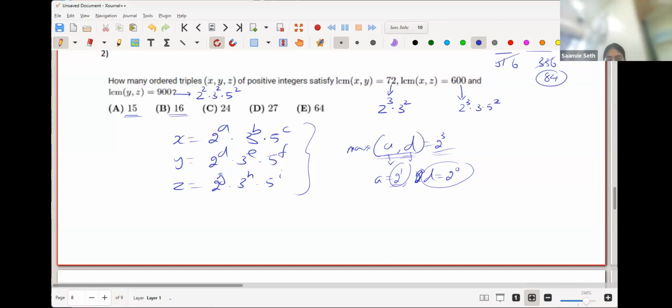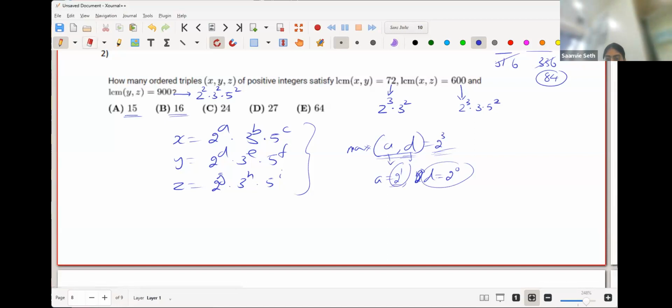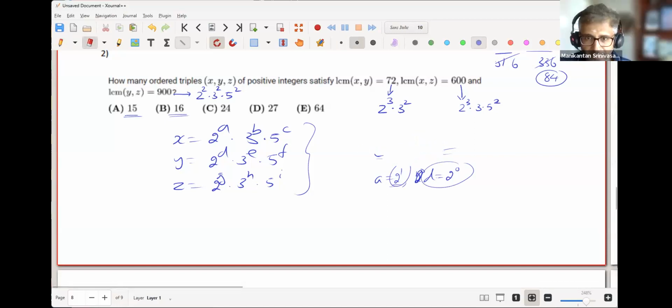Because for 72 it's 2 power 3 into 3 power 2, so it still has to be 2 power 3, because the LCM of X and Y is 2 power 3, so that has to be 2 power 3. Exactly. Yes. I was just challenging you. That's all. Okay. So yes.